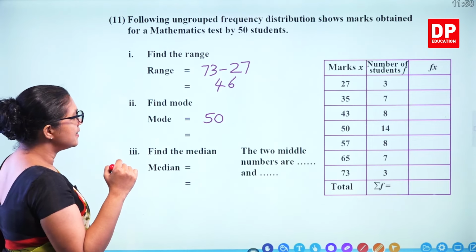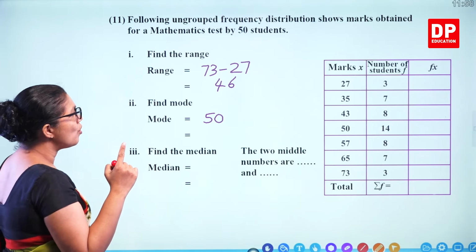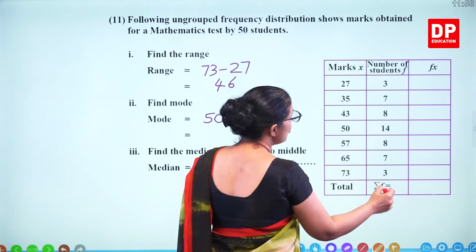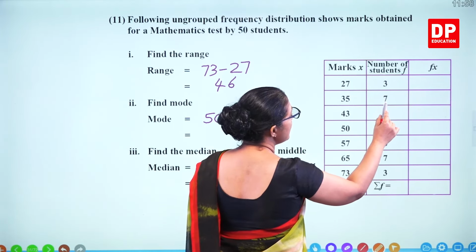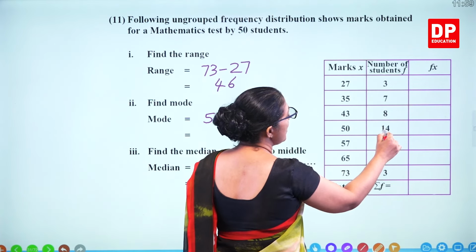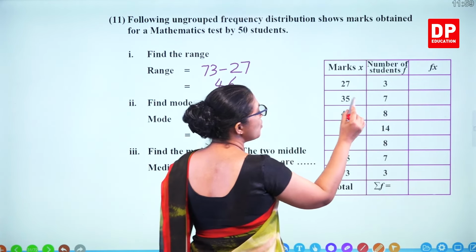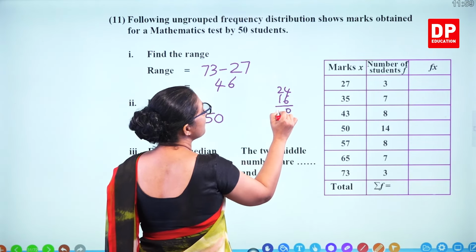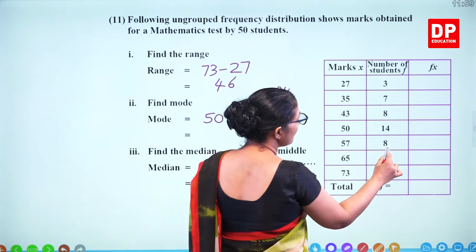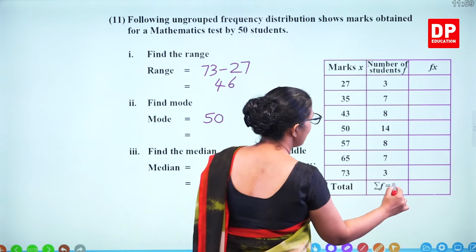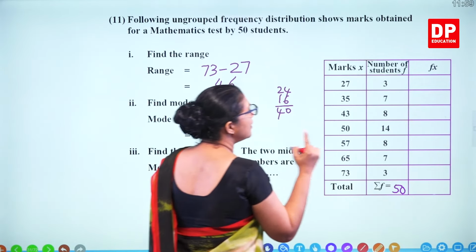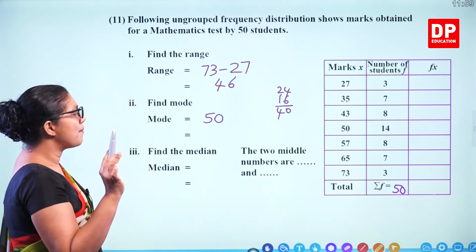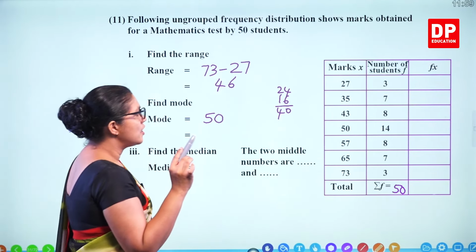Find the median. How do you find the median? So altogether how many? This should be 50. We'll check it. 10, 20, 24, 24 plus 16, 40, 40 plus 10, 50. That's 50 there. So 50 is an even number. So you get two middle numbers. What are the two middle numbers?